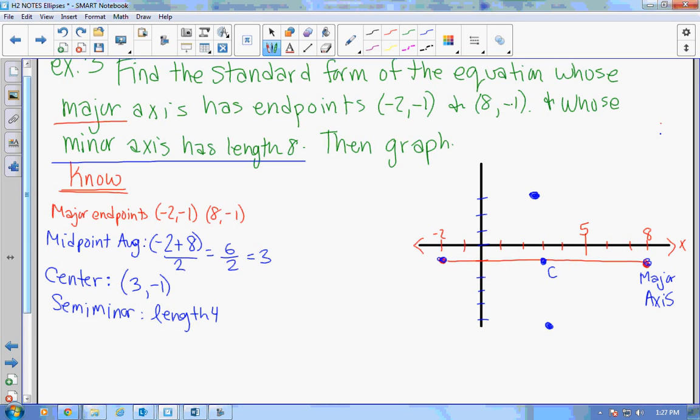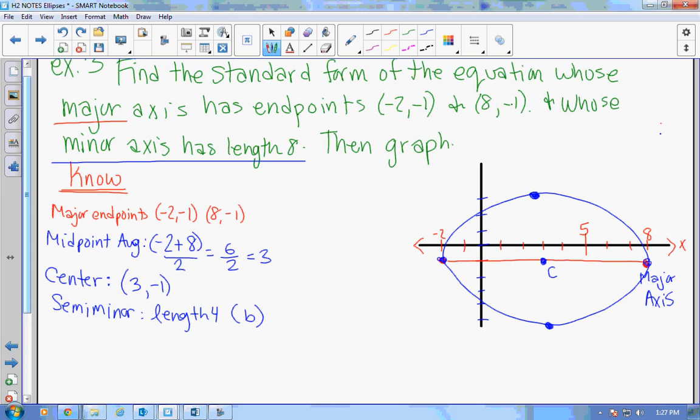And the semi-minor is which letter? A, B, or C? B. That's our B. Okay, so we have our ellipse. We have those endpoints now. What's the only thing missing from the graph of our ellipse?